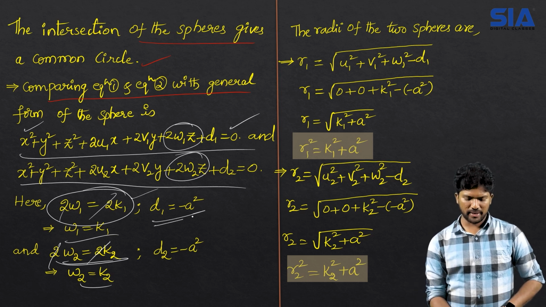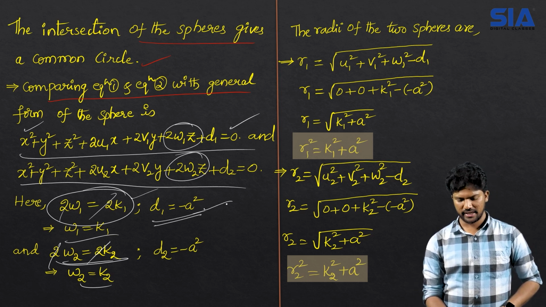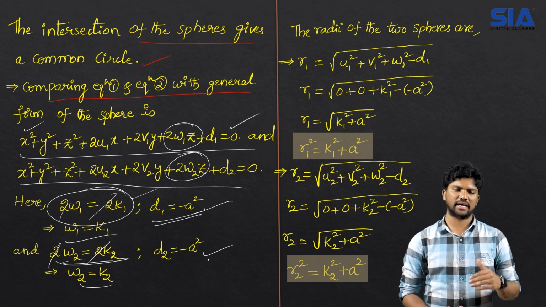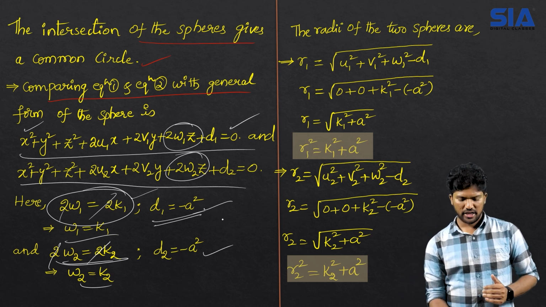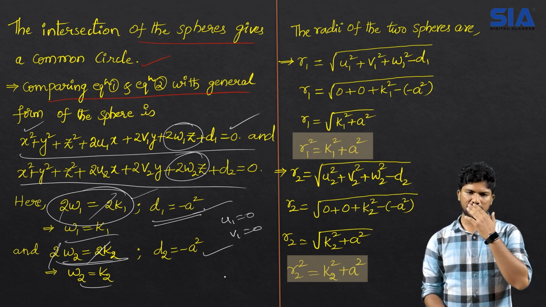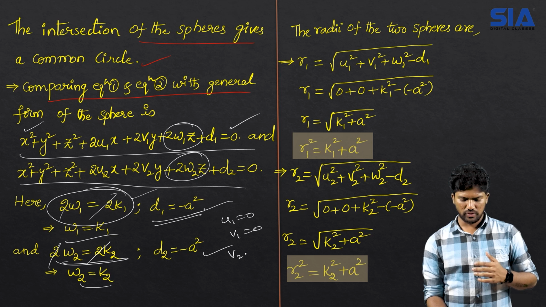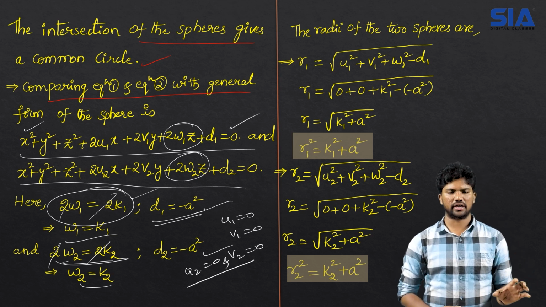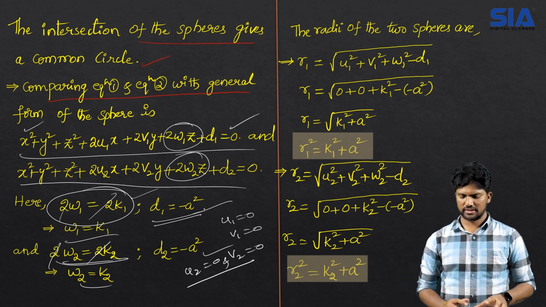If you compare constants, d1 is equal to minus a square and d2 is equal to minus a square. Both are the same. Here u1 is equal to 0, v1 is equal to 0, u2 is equal to 0 and v2 is equal to 0, because the x and y coefficient values are equal to 0.